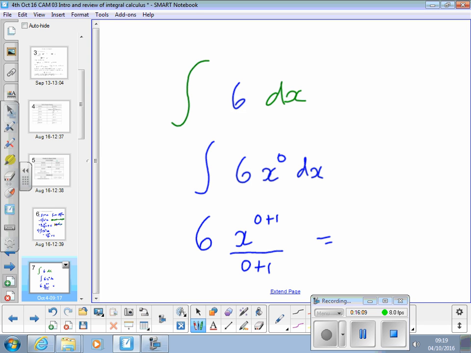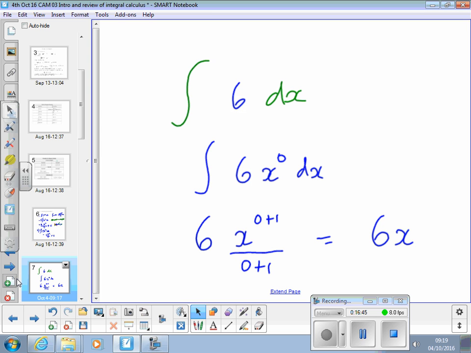So it becomes 6x to the 1, and x to the 1 is x, so we're back to having x return. So where you integrate a constant, you just multiply that constant by the independent variable that you're integrating with respect to. So the constant 6 becomes 6x, with respect to x.